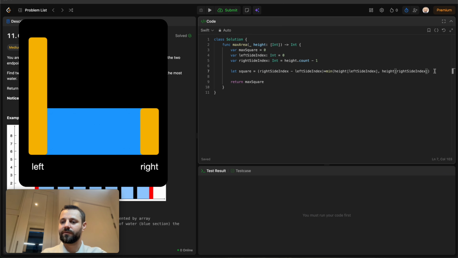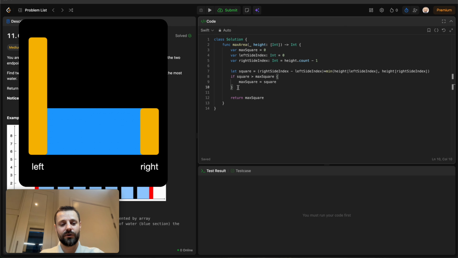And if this square would be greater than our max square, then we would be able to replace the max square with the new value. All right, so where can we move from here? We could either replace the left side of the container or the right side of the container. Let's check what would happen if we would replace the side of the greater height.